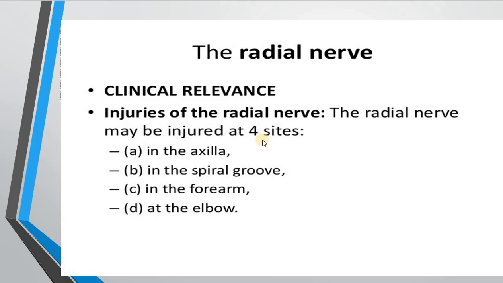Now the clinical relevance of the radial nerve. Injuries of the radial nerve occur at 4 sites: in the axilla, in the spiral groove, in the forearm, or at the elbow level.